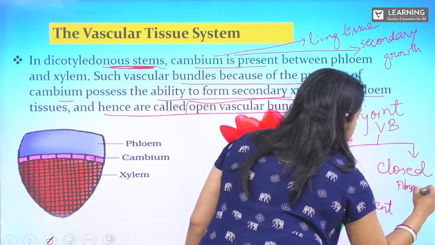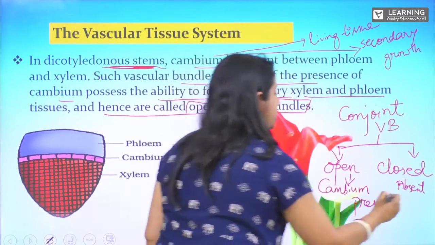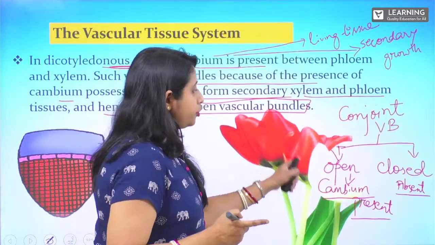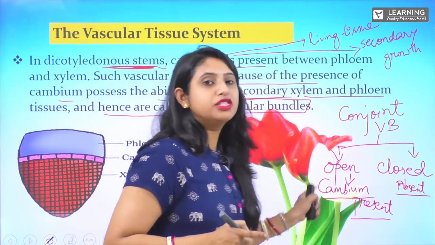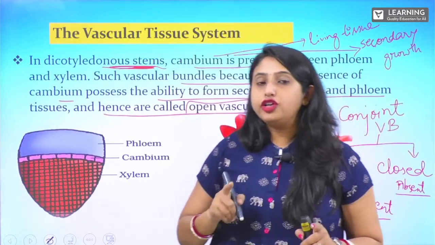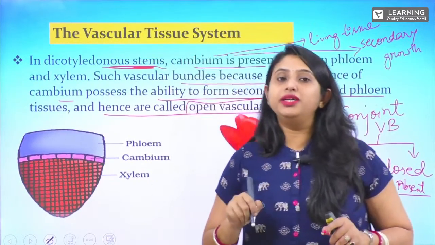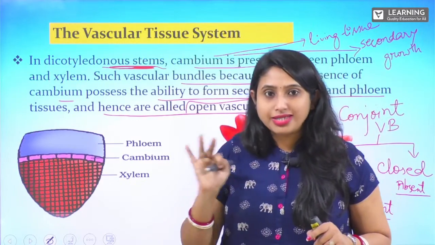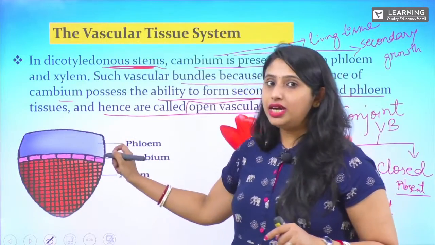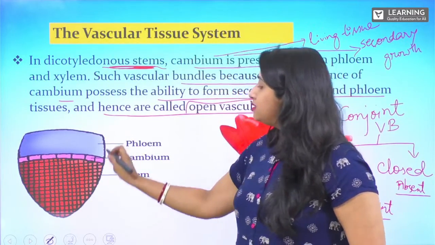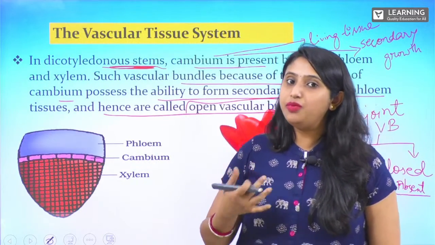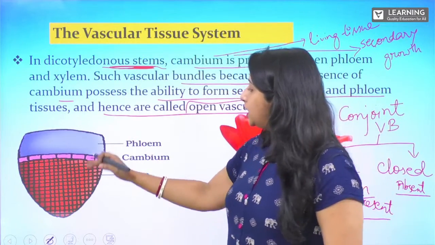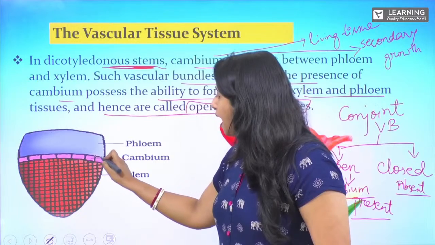In case of your open vascular bundle, cambium is present, which is responsible for your secondary growth. This open vascular bundle only can do the secondary growth, whereas this closed vascular bundle cannot do the secondary growth. As you can see here, the phloem and the xylem are present in the same radii. They are not present in the opposite radii. They are close to one another, and in between here you can see cambium, isn't it?